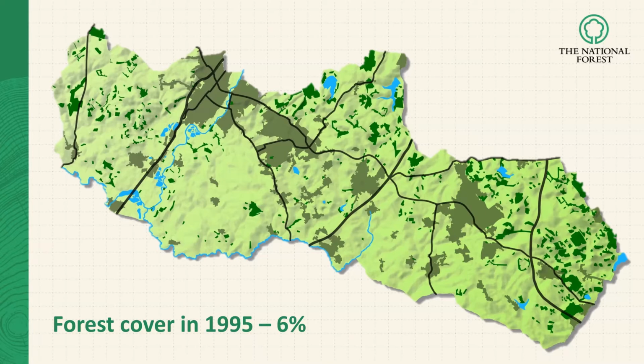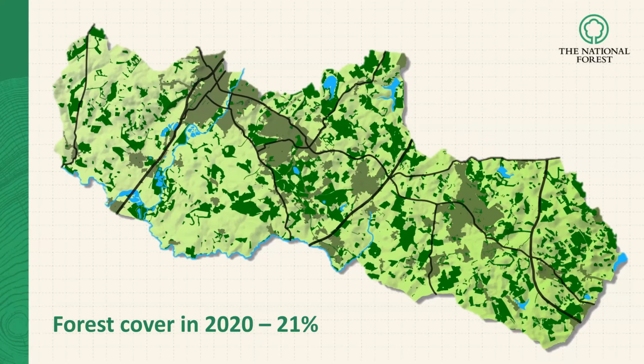So back in 1995, we had 6% cover, and then as of 2020, that had increased to 21%. So this is a 250% increase in forest cover across the area. So it's a much more quantifiable statistic of the change that we have made across time. And we're able to do that because we had that baseline of what was it like before we started, before the interventions, before the tree planting. We were at 6%, and now we've got up to that 21%.